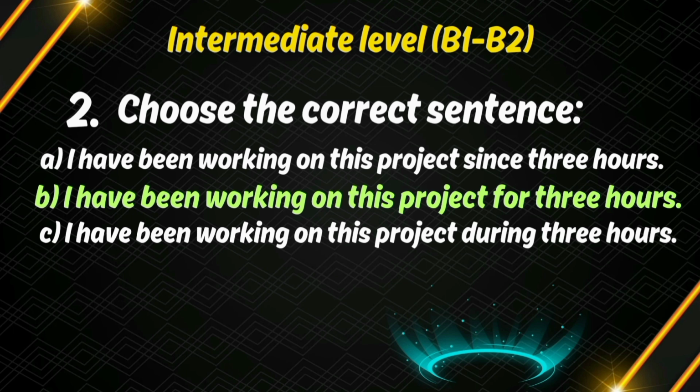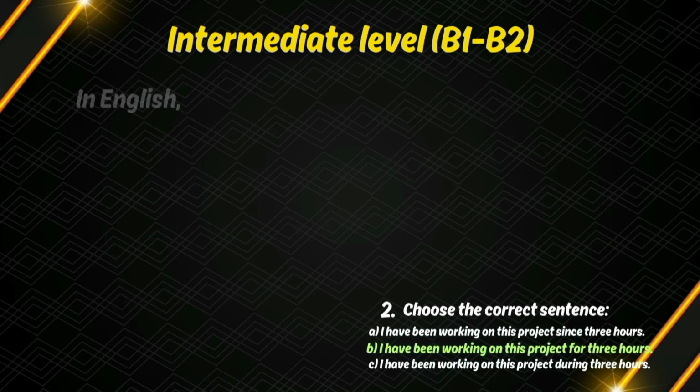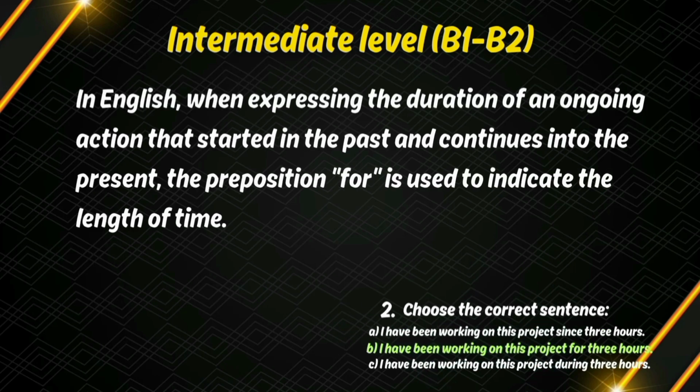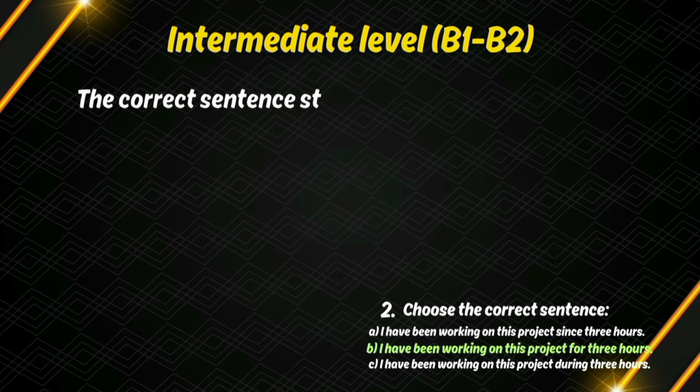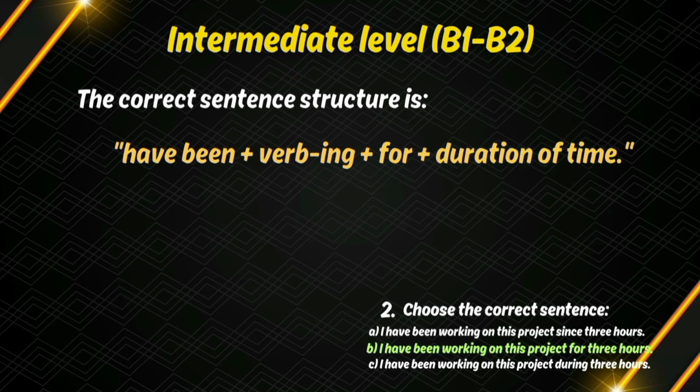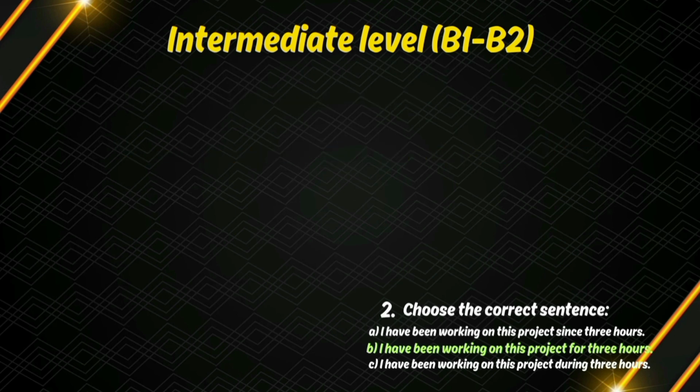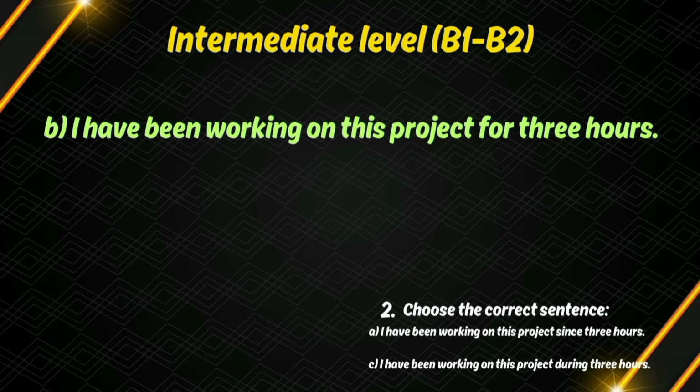The correct sentence is, I have been working on this project for 3 hours. In English, when expressing the duration of an ongoing action that started in the past and continues into the present, the preposition for is used to indicate the length of time. This sentence structure means that we use have been, followed by a verb ending in -ing, and then for, followed by a duration of time. Therefore, the correct sentence is, I have been working on this project for 3 hours. This construction specifies the length of time spent working on the project.